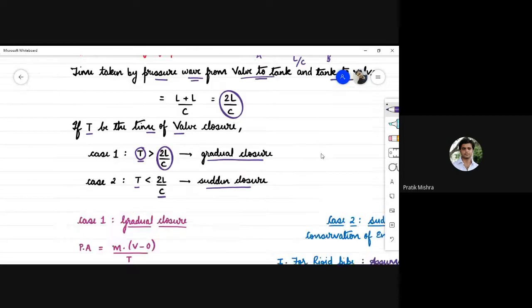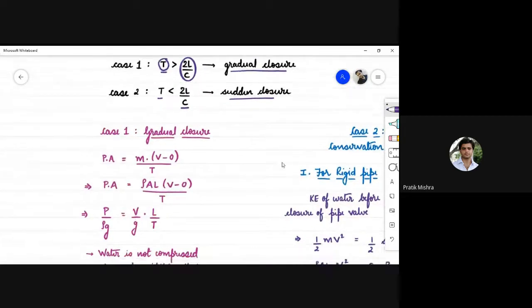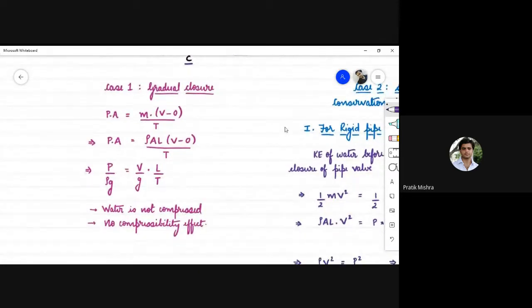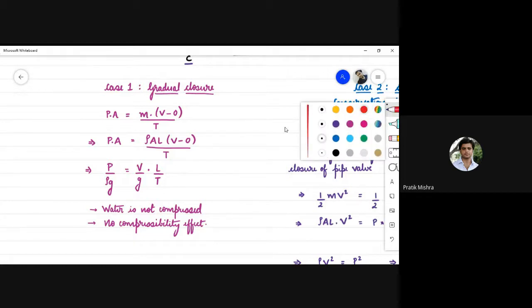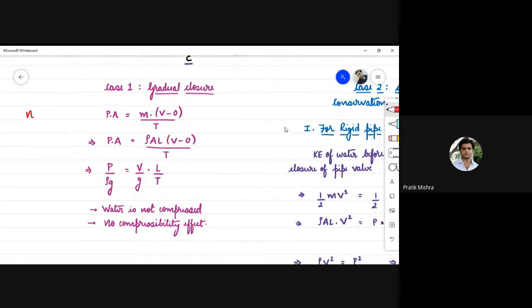Case 1 of gradual closure, we need to determine the total amount of pressure head developed after gradual closure. So for that, we are going to use Newton's second law, in which the rate of change of momentum is equal to the pressure forces, or I should say all the external forces existing over any fluid material.